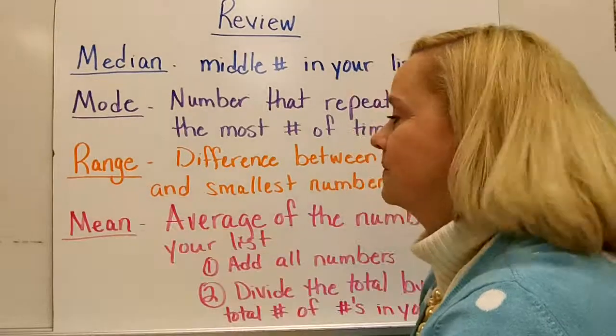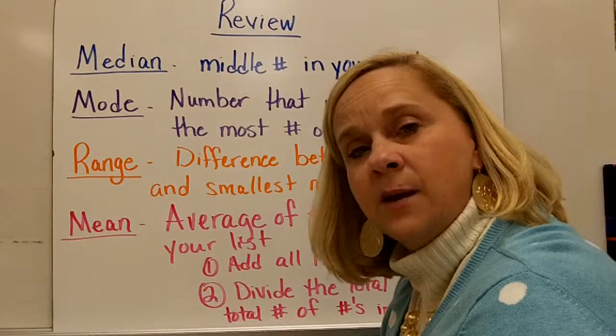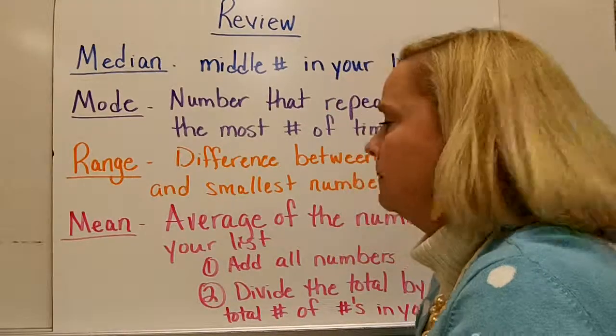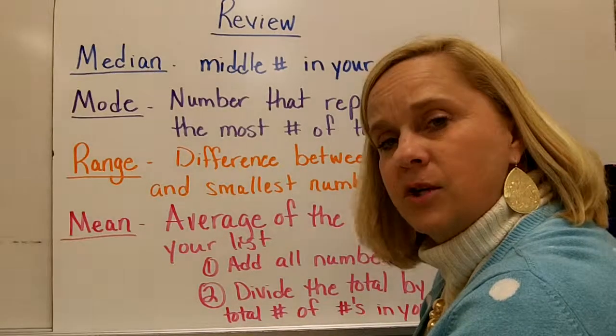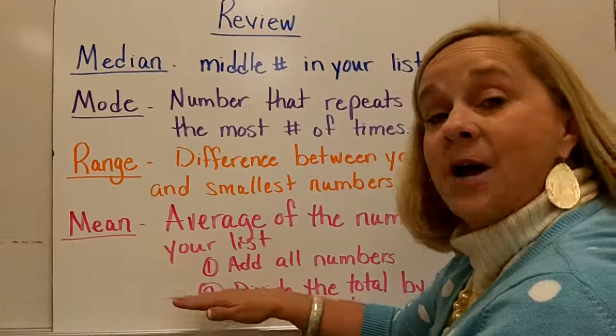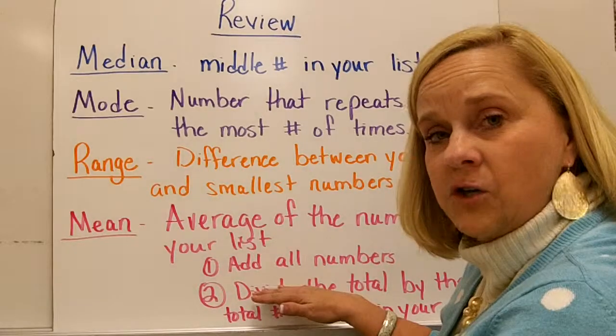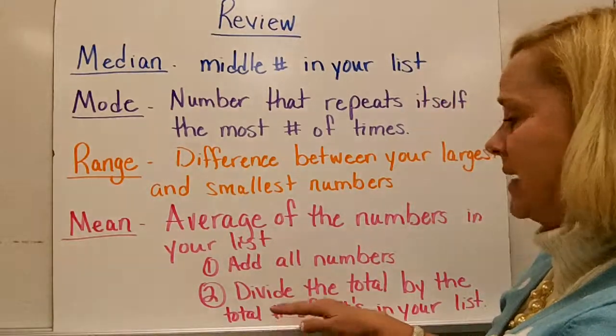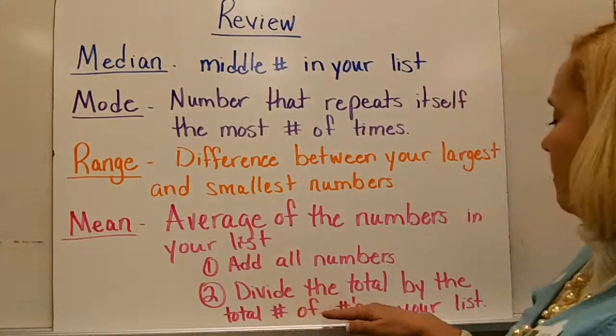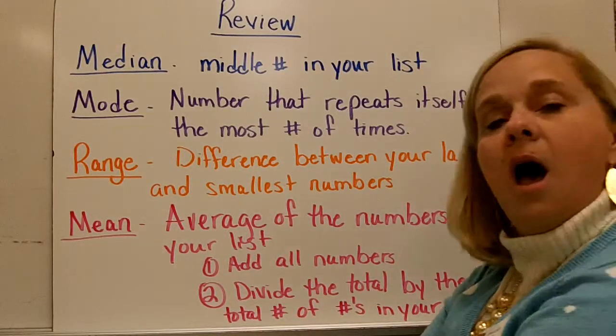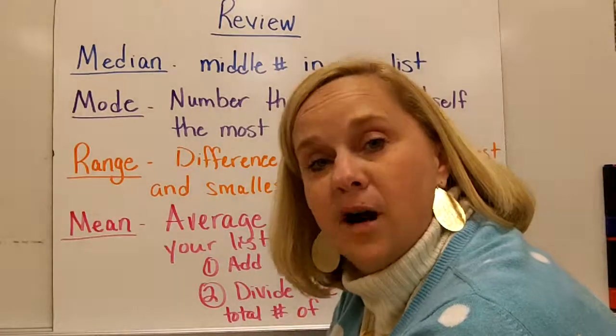The mean was a 2-step process. We did it a little bit at a time. It's your average of the numbers in your list. So you're going to add up all of the numbers in your list first, and then you're going to divide that sum by the total number of numbers in your list. Our number was 7.